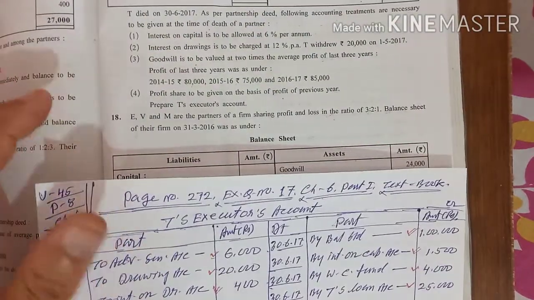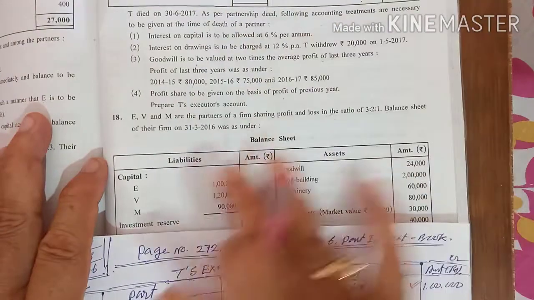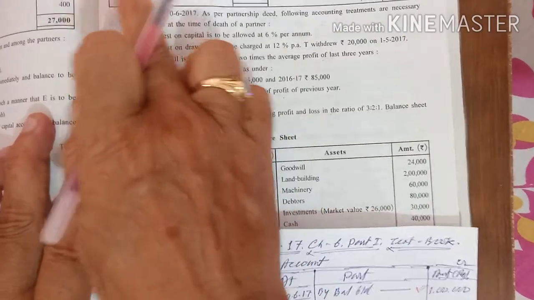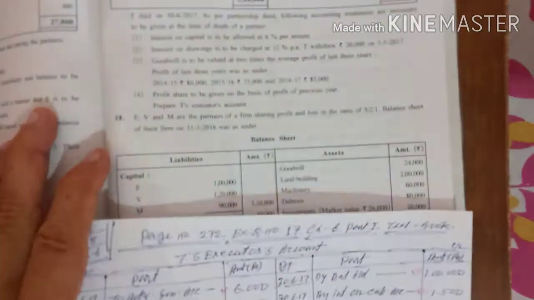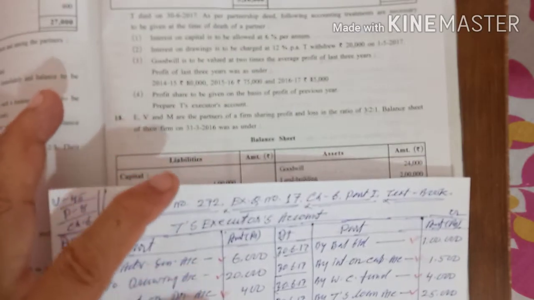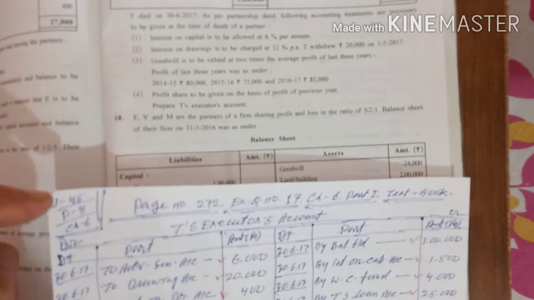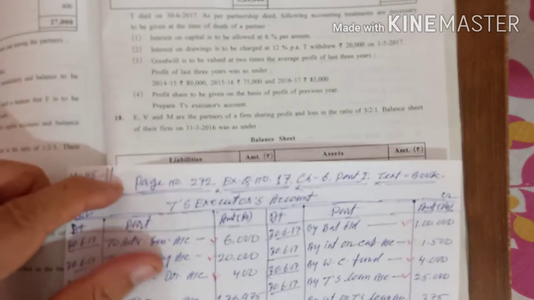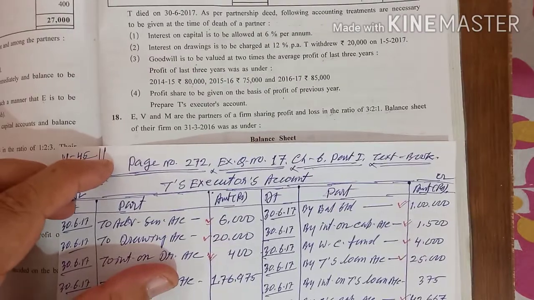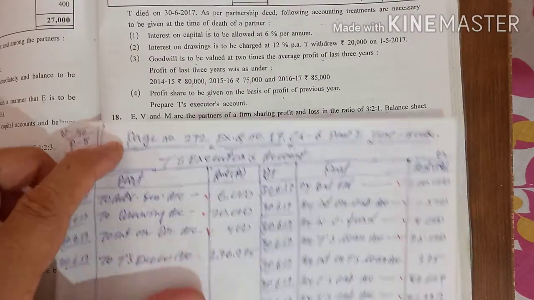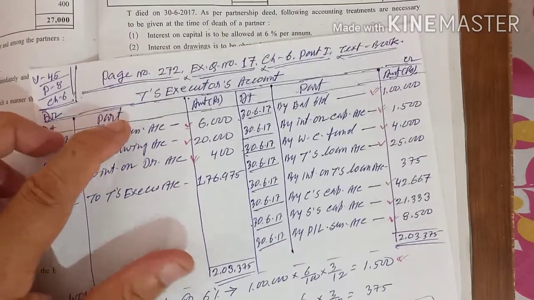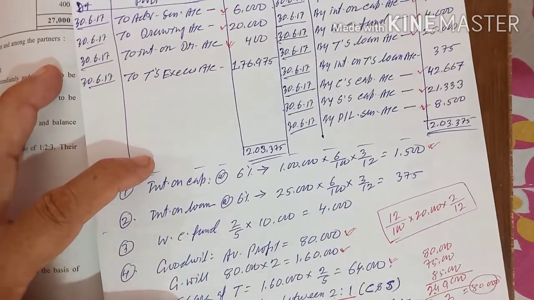Can anybody say? It is not given directly, but indirectly it is given. What is called T's loan. According to the partnership deed, if any partner has given a loan and nothing is mentioned in the deed, then according to the Partnership Act 1932 he should get interest on the loan at the rate of 6%. So this is what you have to calculate: interest on the loan.